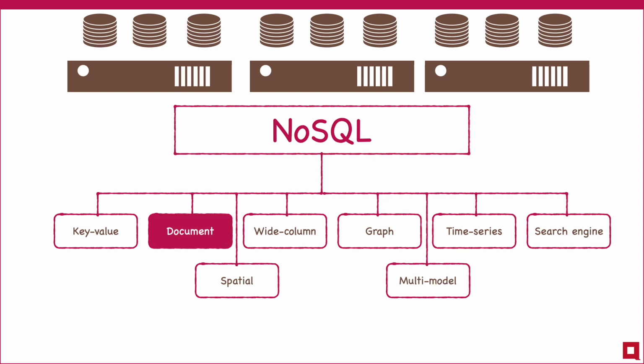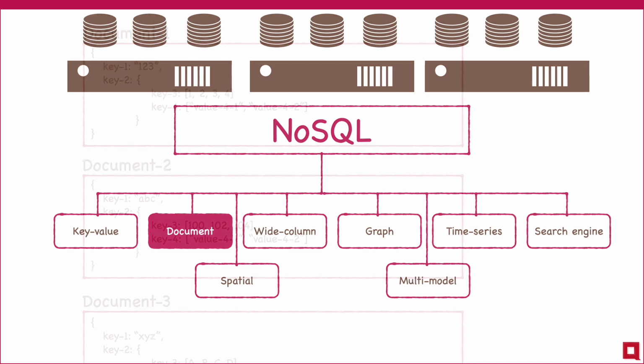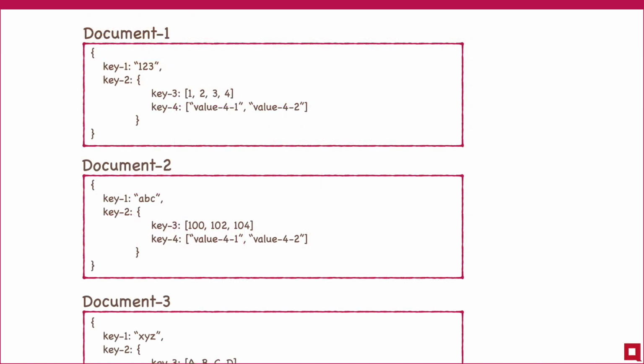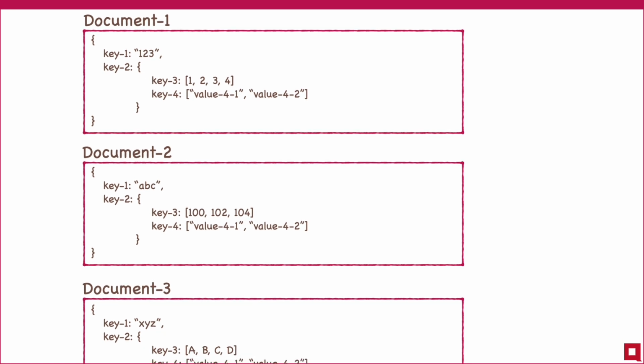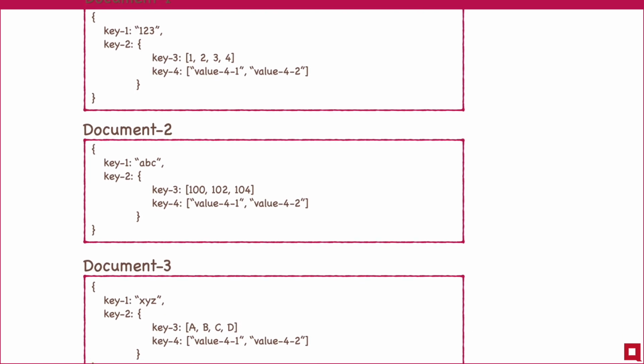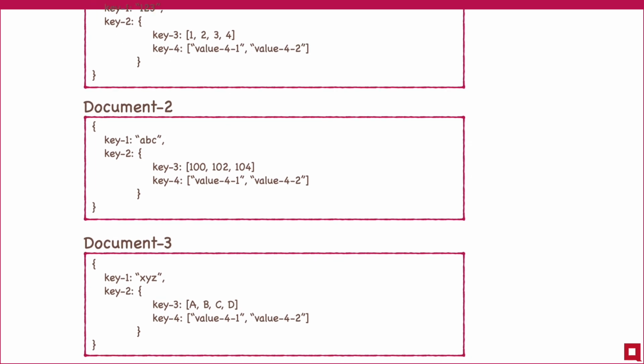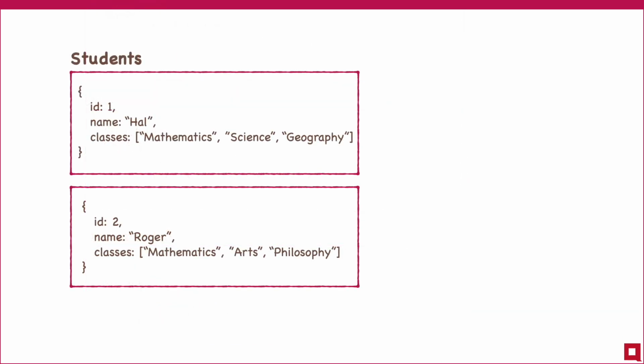A document database is an extension to the key-value database type, and stores data as documents with a structured format. A document could be structured in XML, YAML, JSON, or BSON to support binary data. Here's how we model a student dataset in a document database.